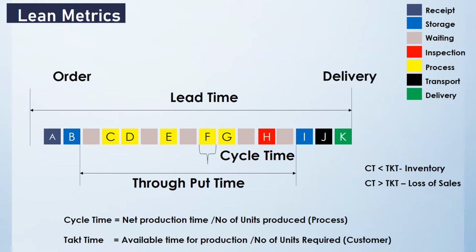In case cycle time is high and takt time is low, you will not be able to meet the customer requirement. In the other case, takt time is more and cycle time is less. In that case, what would happen? You will produce excess parts and you will put them into inventory.